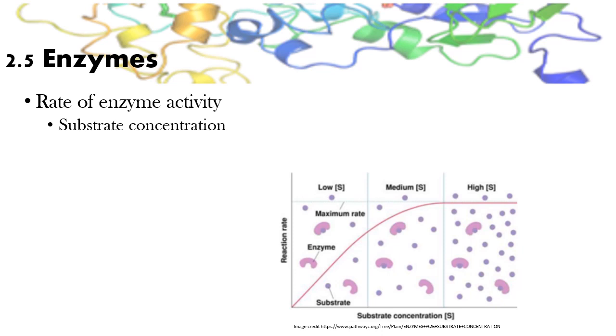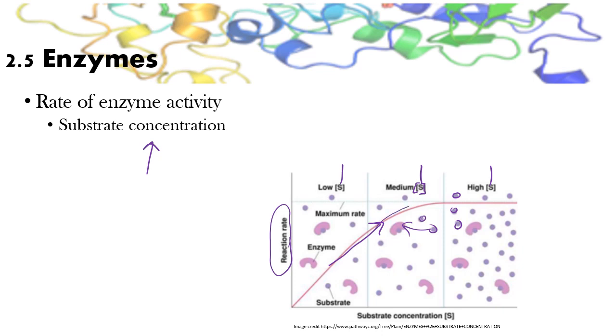We can actually get more collisions to occur more frequently if I increase the substrate concentration. All of us scientists like to use the shortcut of these square parentheses to show we're talking about concentration. So this is a low substrate concentration, a medium substrate concentration, a high substrate concentration. The more substrate we have floating around, the more frequently the substrate is going to run into the enzyme, and therefore the activity is going to increase. We're going to have an increased rate of reaction.